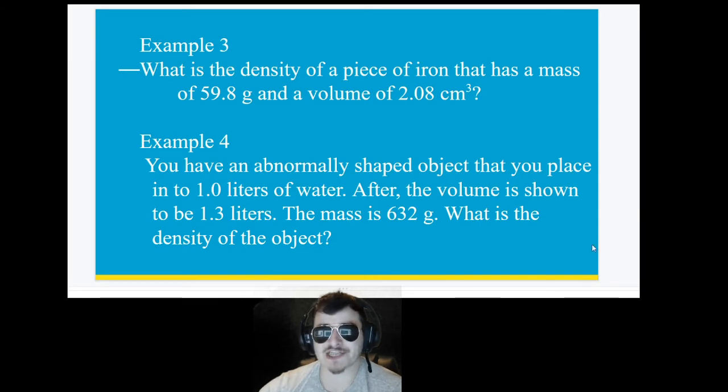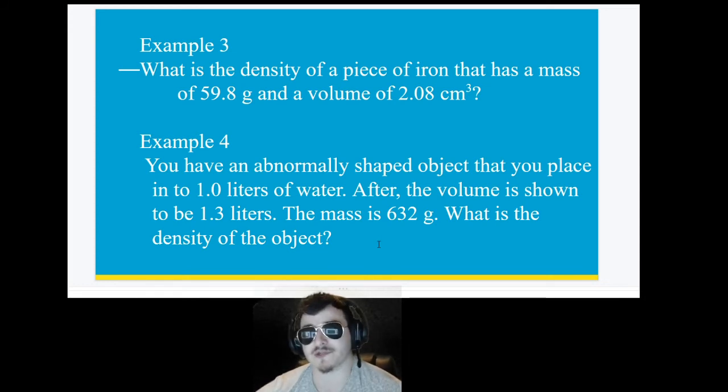So let's look at our last couple of example problems for Unit 1. We're moving super quickly. Example 3, what is the density of a piece of iron that has a mass of 59.8 grams and the volume of 2.8 cubic centimeters? Exact same process that we're going to utilize as the first couple of examples. Just pay attention to sig figs. Both of your measurements here have 3 sig figs. Therefore, there's nothing to worry about, nothing to get mixed up.